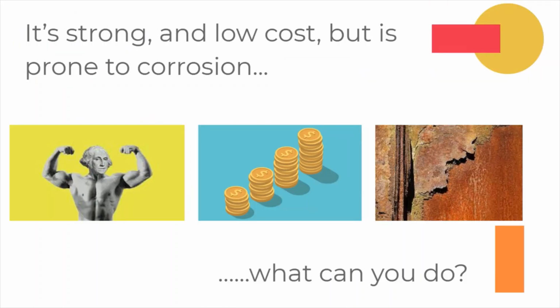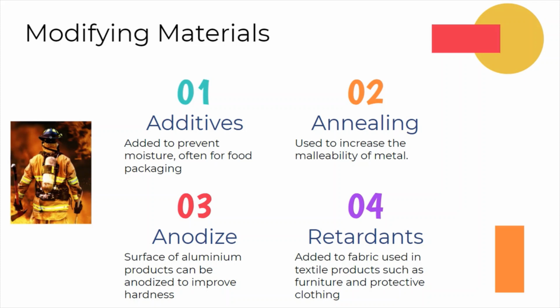Working with materials. It's strong and low cost, but it is prone to corrosion. What can you do? Sometimes a preferred material can meet most of the requirements for a product or application, but not all of them. The properties of individual materials can often be modified to make them more suitable for specific applications. Alternatively, sometimes the design of the product can be modified so that the product can satisfy the requirements using the material. Modifying materials.